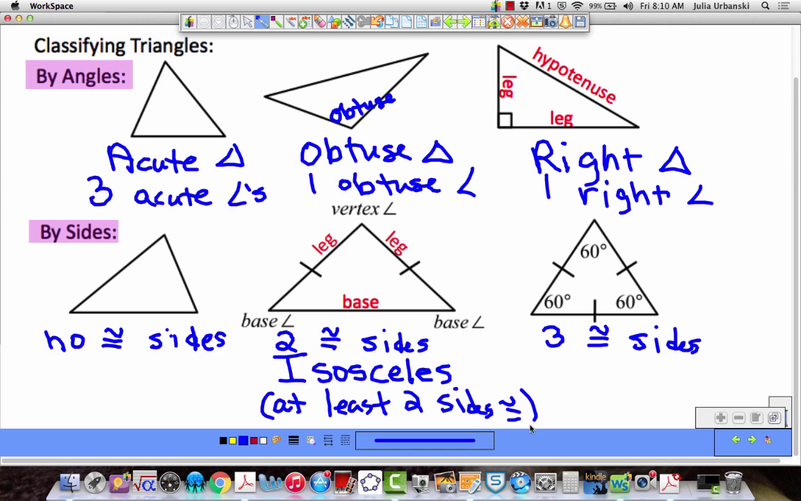What do you call the one that with no sides are congruent? Scalene. S-C-A-L-E-N-E.